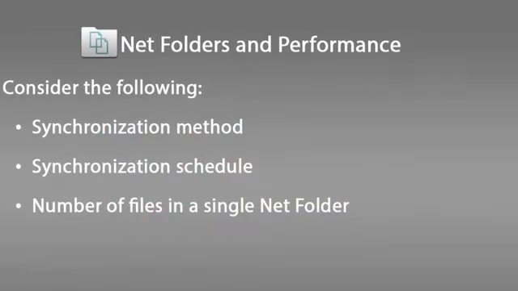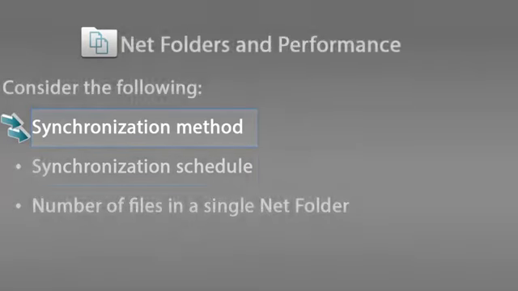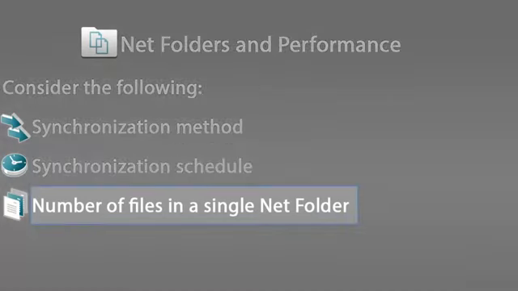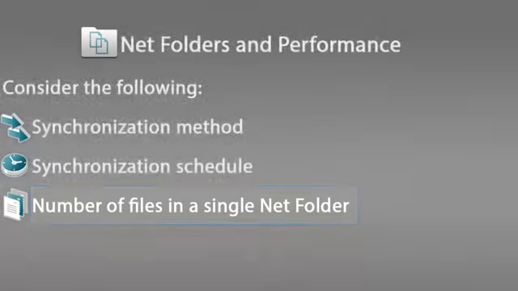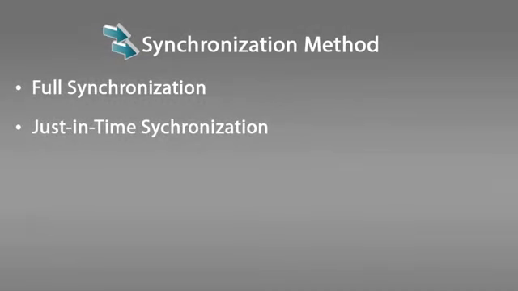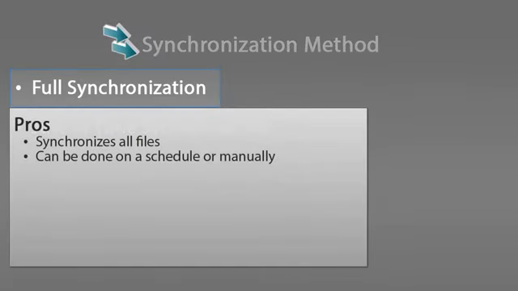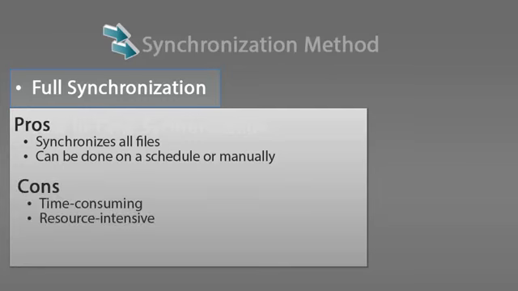Incorrectly configuring net folders can affect system performance. The three main areas that affect system performance, which you need to carefully consider, are the synchronization method, the synchronization schedule, and the number of files associated with a single net folder. You can choose either full synchronization or just-in-time synchronization for the synchronization method. Full synchronization synchronizes all files and folders from a given net folder either at a schedule that you specify or from a manual action. All files and folders are examined for changes, and any changes are then synchronized. Full synchronization ensures that all items are synchronized. However, it is more time-consuming and resource-intensive than just-in-time synchronization.